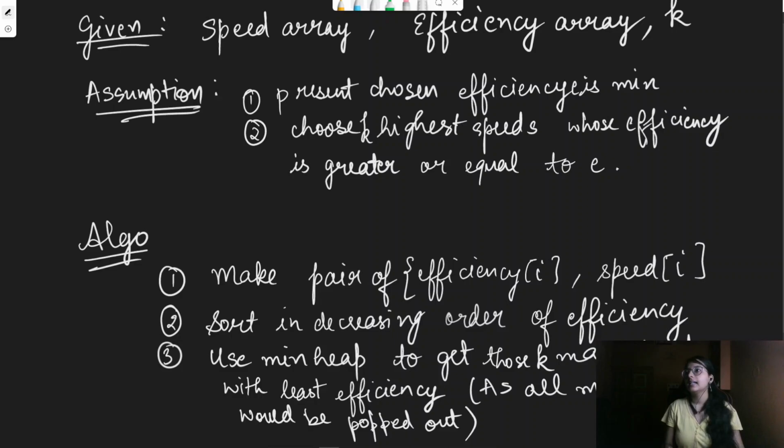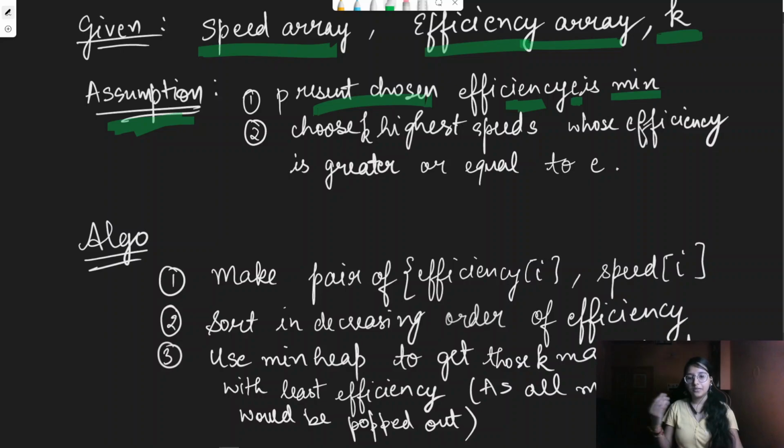So here the thing is that we are basically given a speed array, an efficiency array and k, and both the speed array and efficiency array are associated with each other. Now comes the assumption part: let us first assume the present chosen efficiency E is minimum. So in that manner we were sorting and choosing the k highest speeds whose efficiency is greater or equal to E. So like this we are going ahead with our min heap.